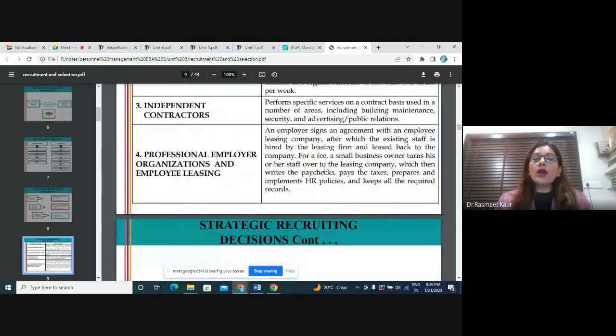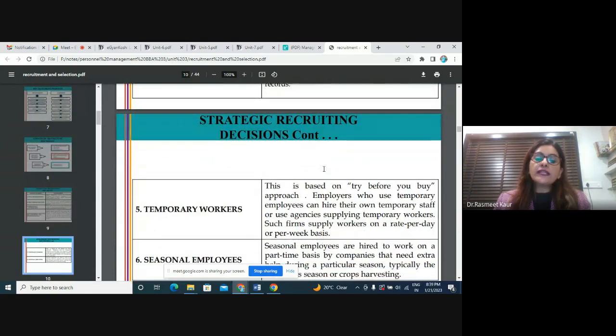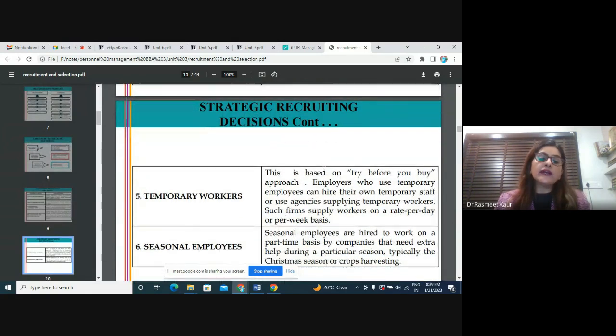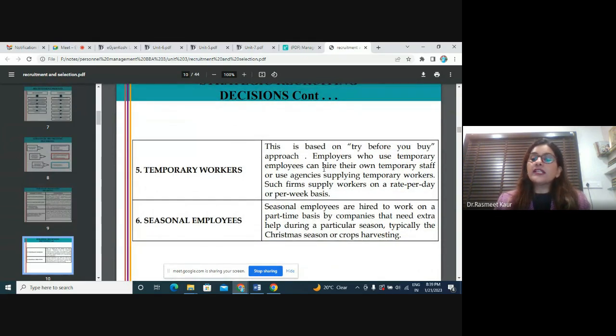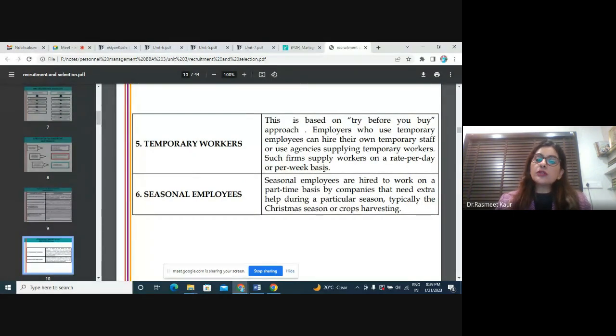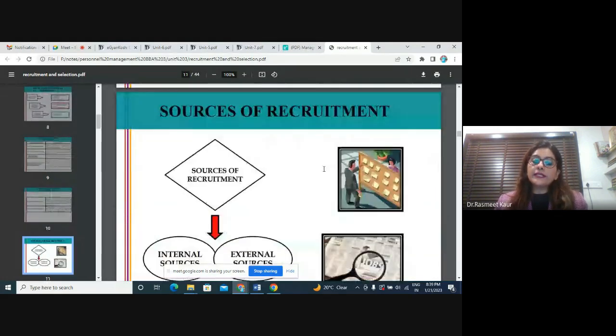It could be a job where you are just leasing the employee, and the professional employer organizations are helping you to find the best person who can be hired. It could be a temporary worker who is to be recruited, and it could also be seasonal employees. When I talk about seasonal employees, that means during a particular season when there is demand for human resource, you hire that number of people, and once the requirement of that particular season is gone, you let them go again. That is the category of seasonal employees.